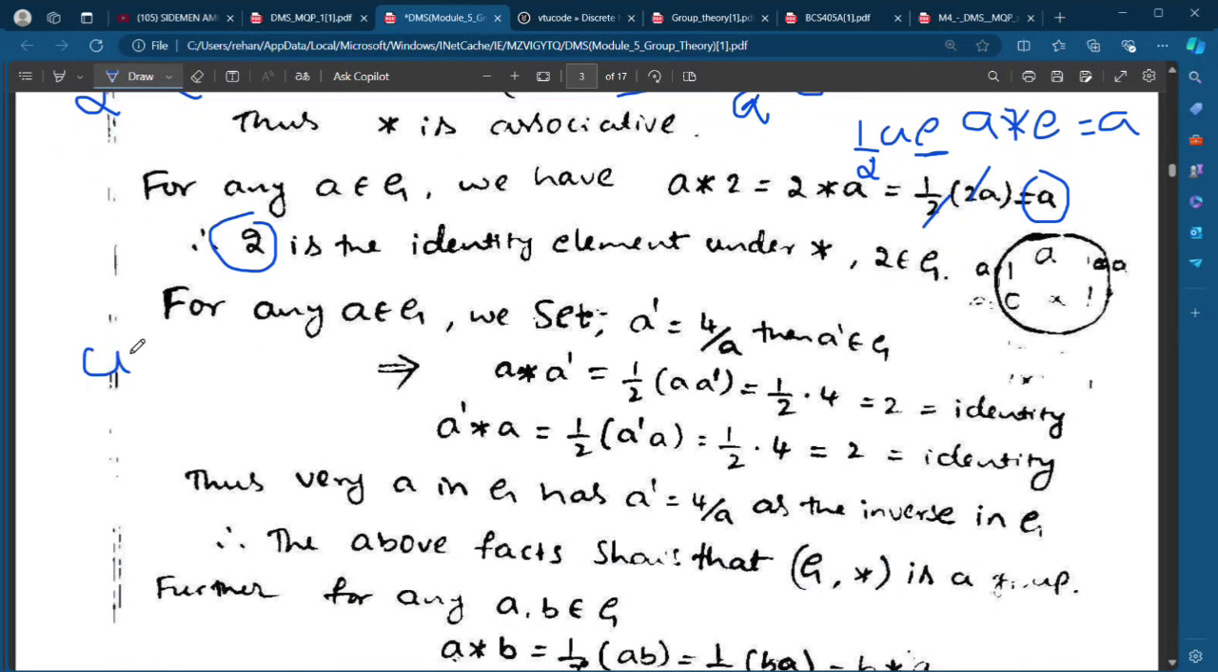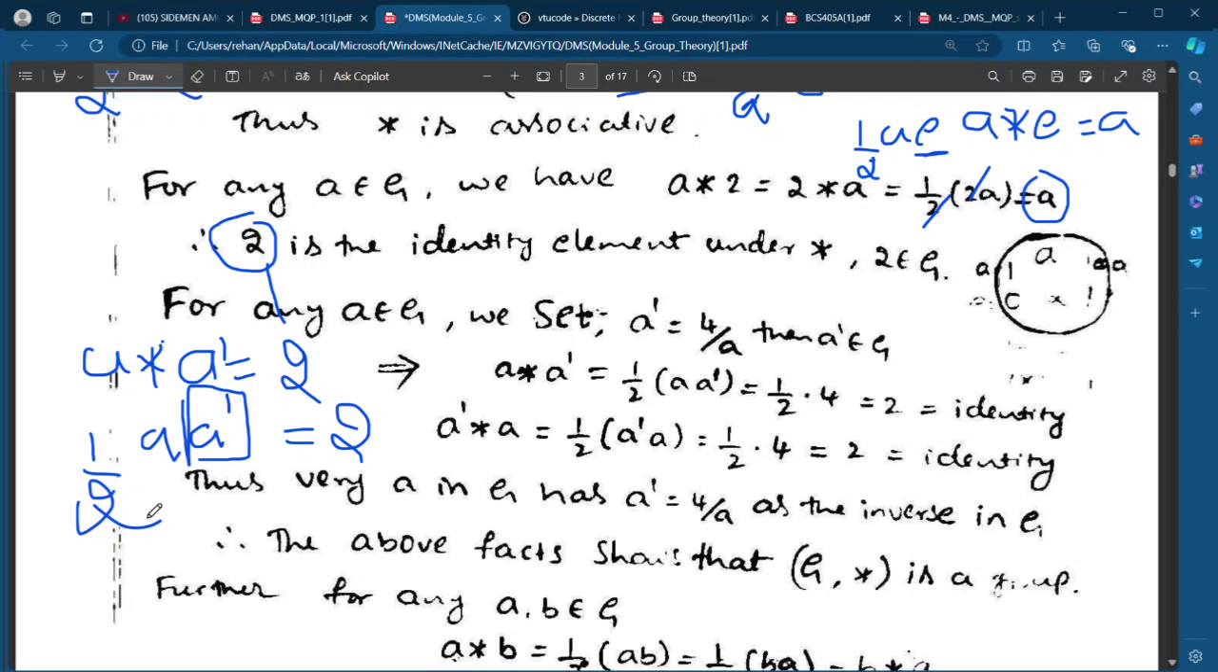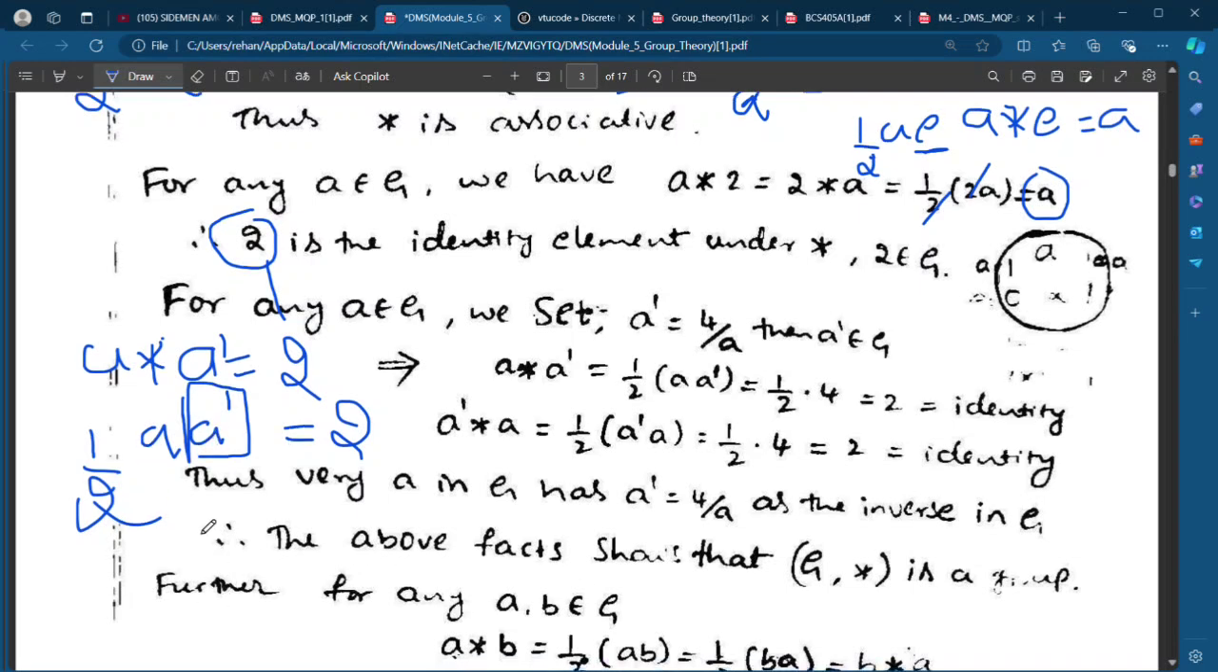Now what do I have to show? I have to show that A into its inverse should give me the identity element. What is my identity element? That is 2. I know that A star B is nothing but half into A into B. Instead of B, I have A inverse. I have to choose its value in such a way that I get only 2 as my answer. I have divided by 2 in the denominator here, so if I take 2 here, that will get cancelled. But if I take 4 in the numerator, just saying.